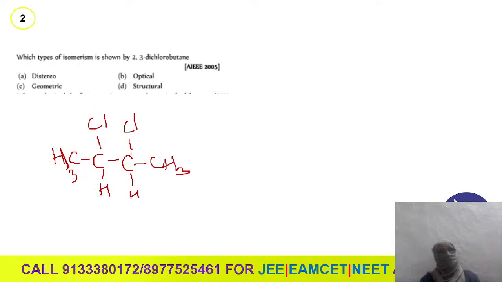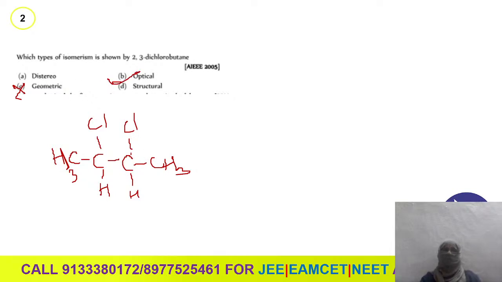So the question is which of these does it show? Geometrical, there are absolutely no chances at all, because for geometrical I want a double bond, restriction of rotation of bond. That means I want a double bond. And for optical I want a chiral carbon. I don't think this is a chiral carbon. Do you think it's a chiral carbon? Oh, so I think this is chiral. Is it a chiral carbon? HCl. Yes, this is a chiral carbon.